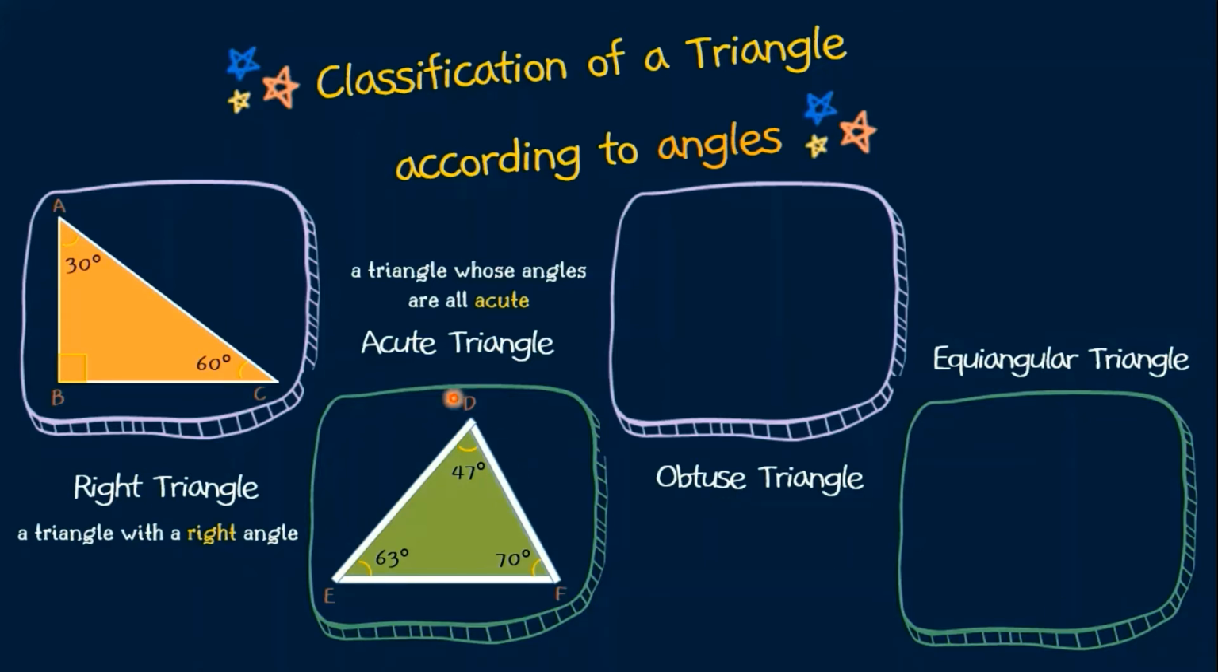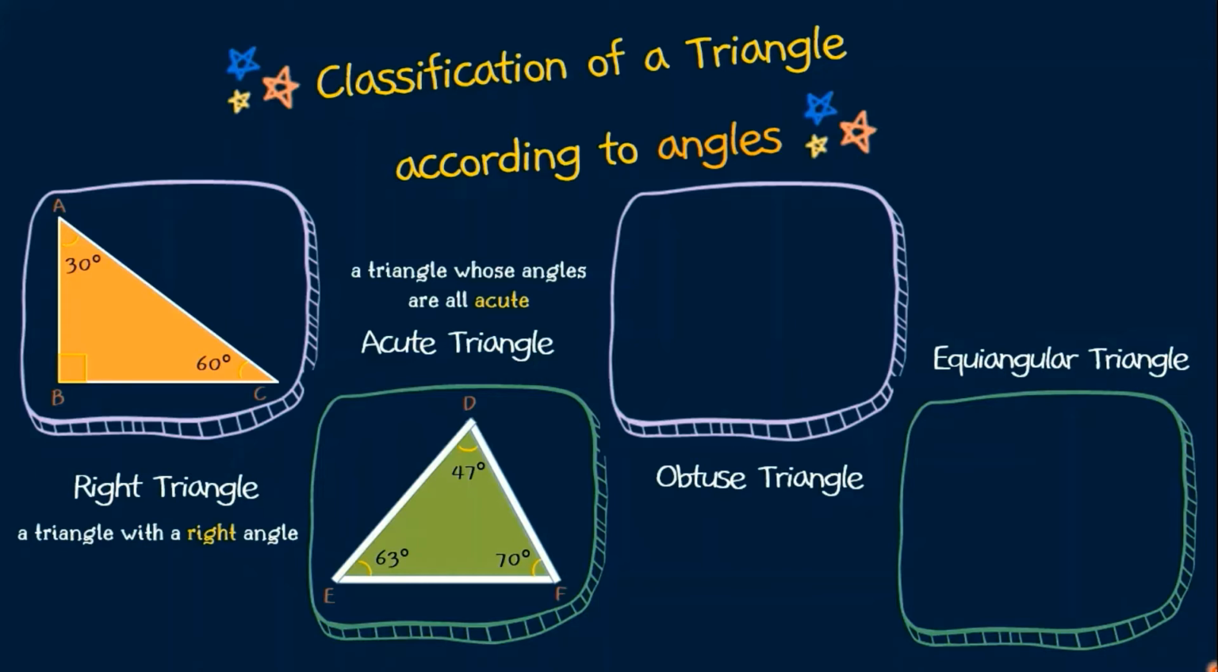Yung una nating angle, angle D, 47 degrees. Angle E, 63 degrees. At ang angle F, 70 degrees. All of them are acute angles. To sum up, para sa ating acute triangle, lahat ng kanyang mga angles ay acute, meaning ang measurement nila ay less than 90 degrees. Mapunta naman tayo sa third classification of a triangle.